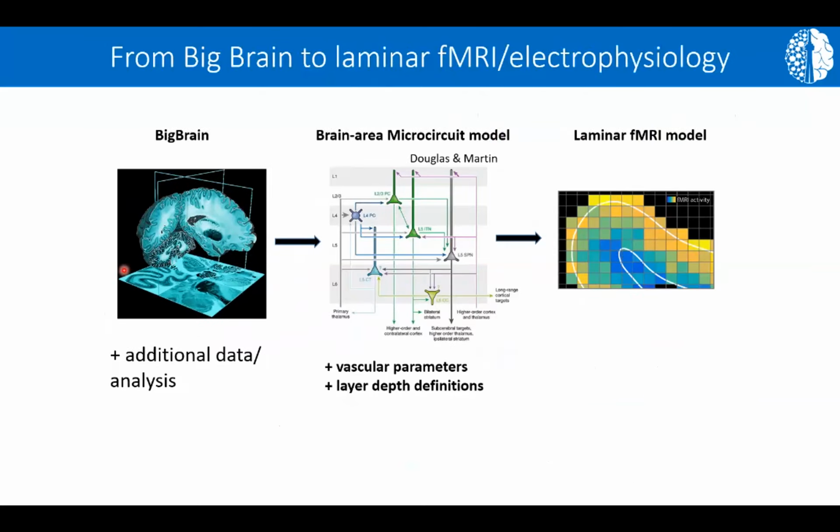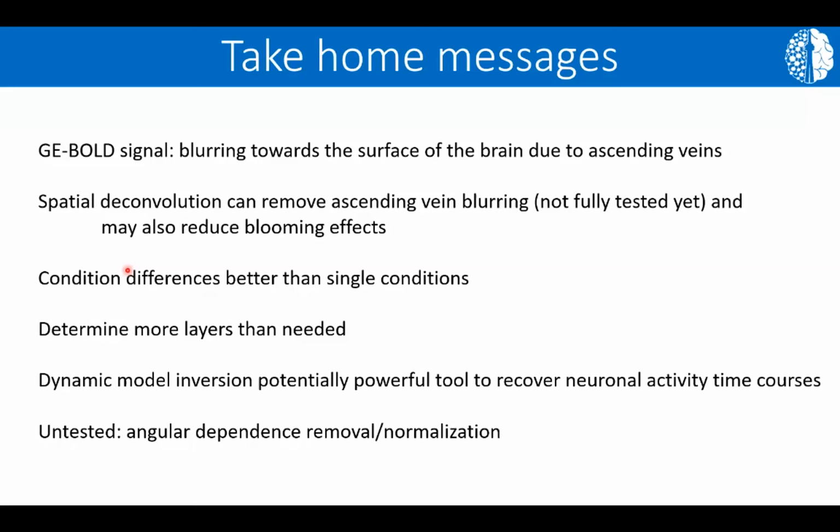And with that, just a summary. Take-home messages: for the gradient echo BOLD signal, we have a problem with the ascending veins. This leads to a blurring towards the surface of the brain, and this leads to a very distinct profile compared to electrophysiology. Spatial deconvolution is a simple method which might remove partly or fully the ascending vein effect, and may also reduce the blooming effect. Condition differences are better than single conditions, but not just any condition difference. The condition differences have to be presumably matched in the layer profiles, except the layer of the hypothesis where the difference occurs.